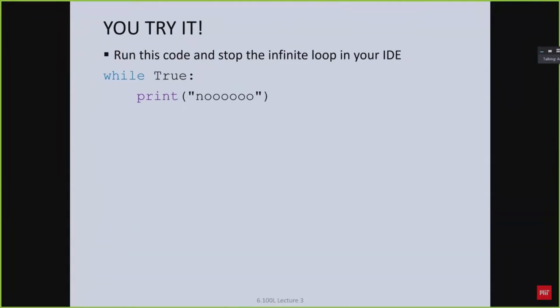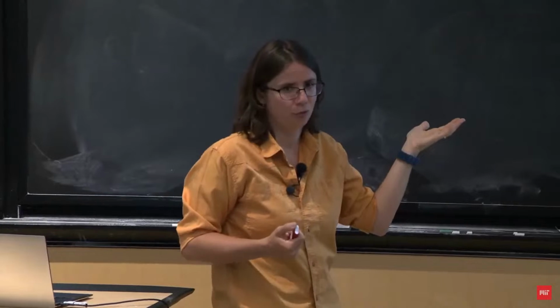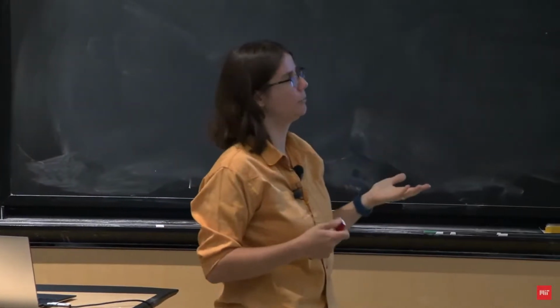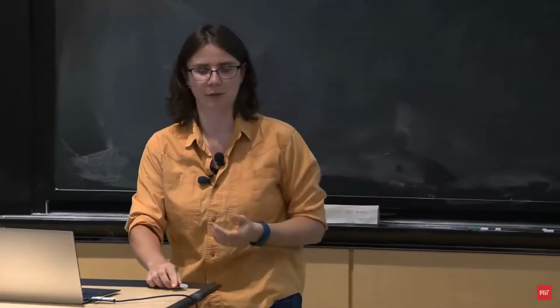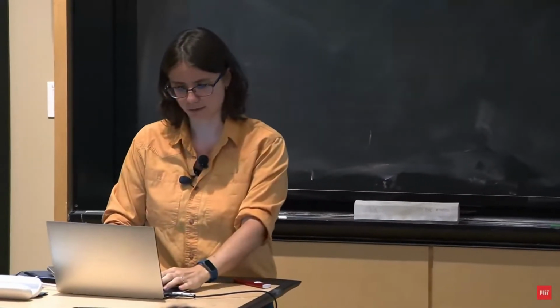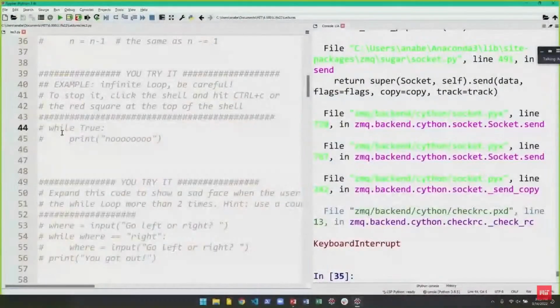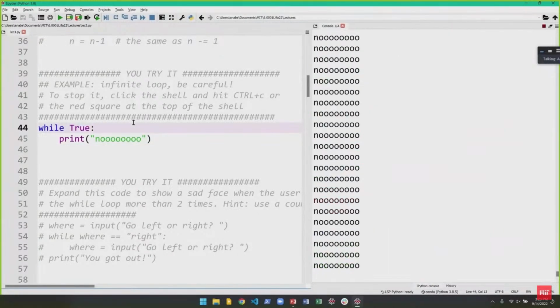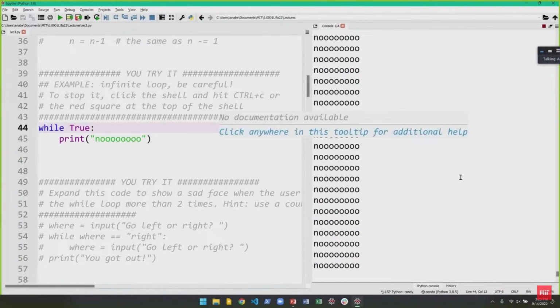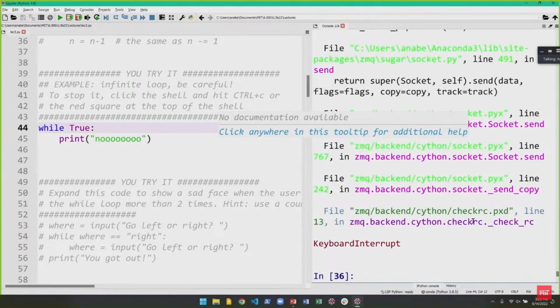So while True, what's the condition here? It's just True, right? So there's no condition that's being checked. This program will run an infinite number of times no matter what. Okay. So that's just this little one, you try it down here on line 44. Just run it. As soon as you run it, it's just going to print that to the screen over and over again. Be sure to click the shell to put the focus on there and hit Control-C or hit the red X.